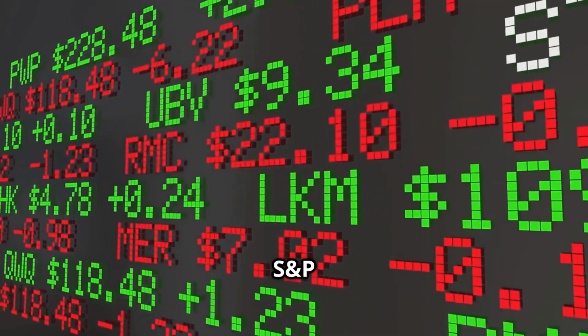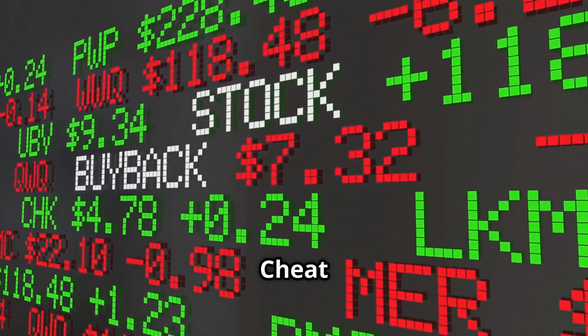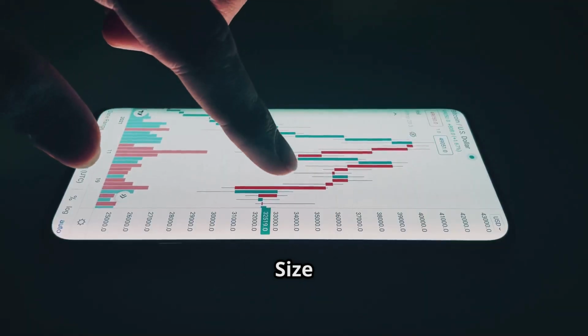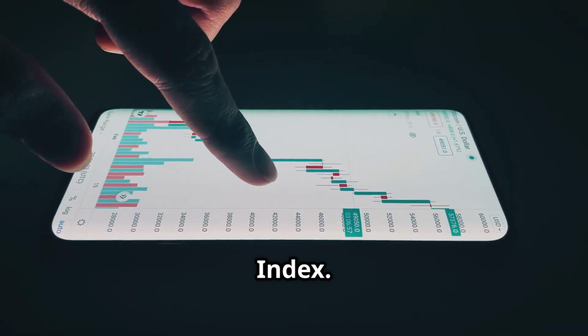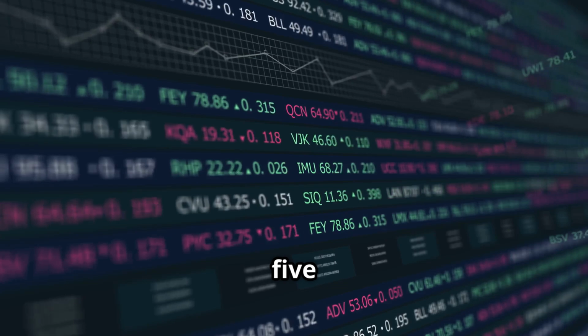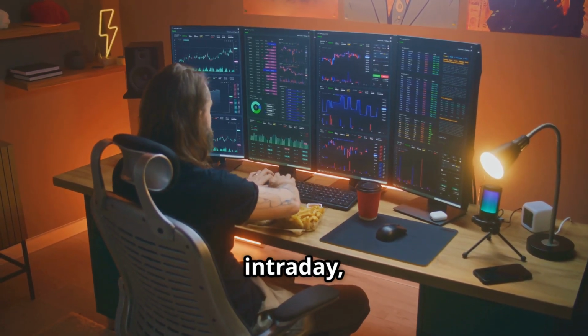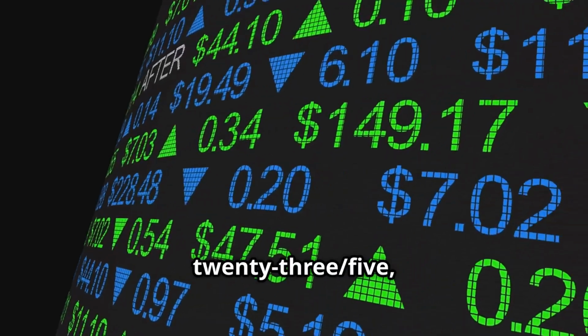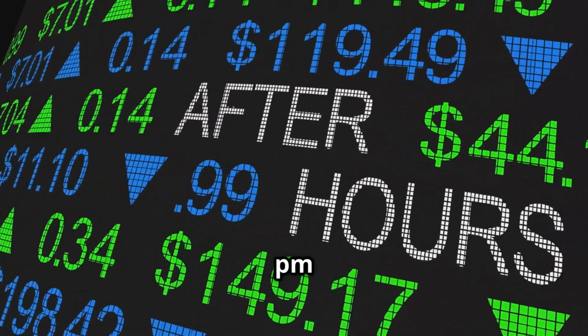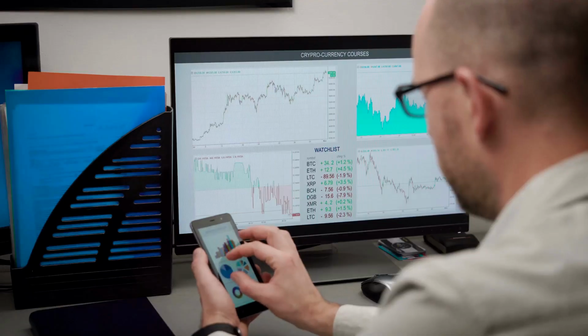Micro E-mini S&P 500 MES trading cheat sheet. Ticker MES, contract size $5 times the S&P 500 index, tick size 0.25 points equals $1.25, margin approximately $500 intraday, varies by broker. Trading hours 5 p.m. to 4 p.m. CST, Sunday to Friday.